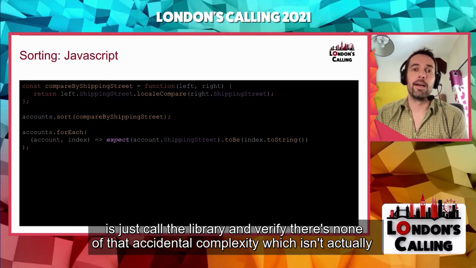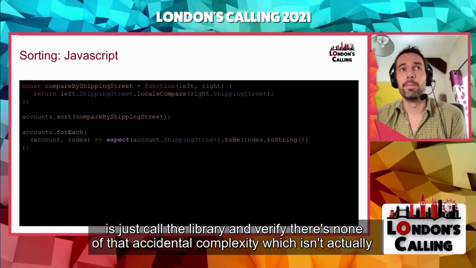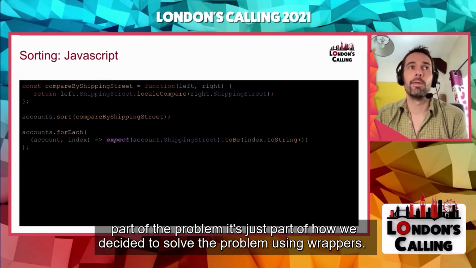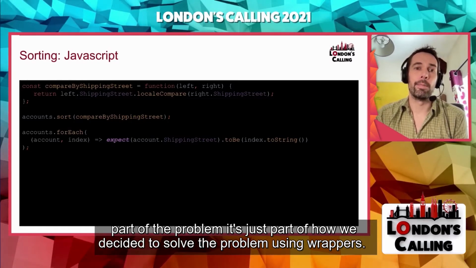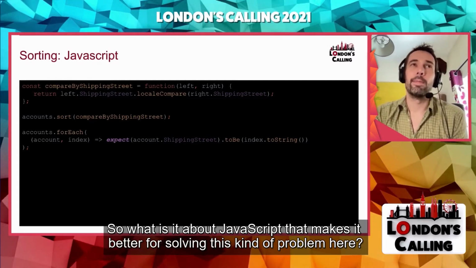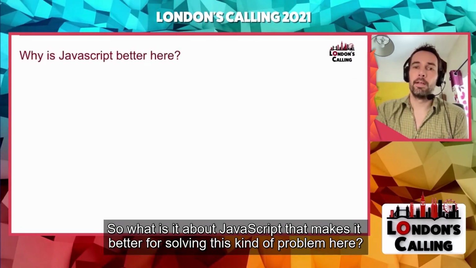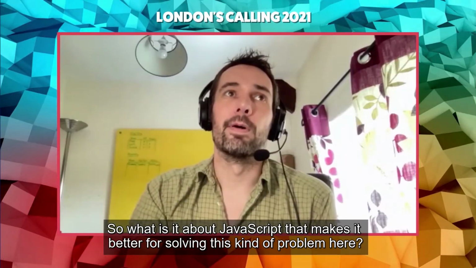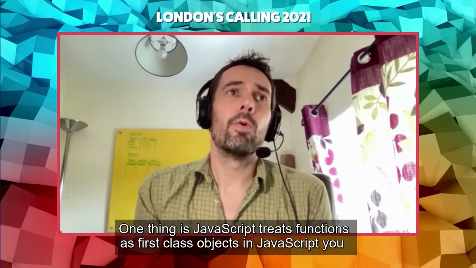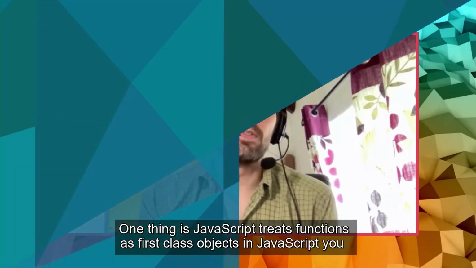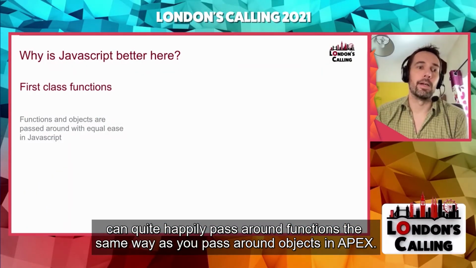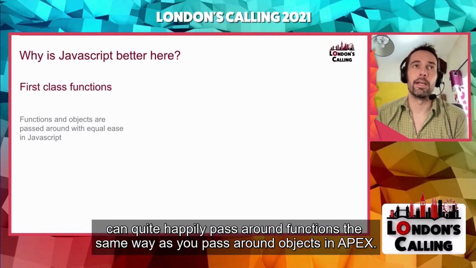There's none of that accidental complexity, which isn't actually part of the problem. It's just part of how we decided to solve the problem using wrappers. So what is it about JavaScript that makes it better for solving this kind of problem here? One thing is that JavaScript treats functions as first-class objects. In JavaScript, you can quite happily pass around functions the same way as you pass around objects in Apex.